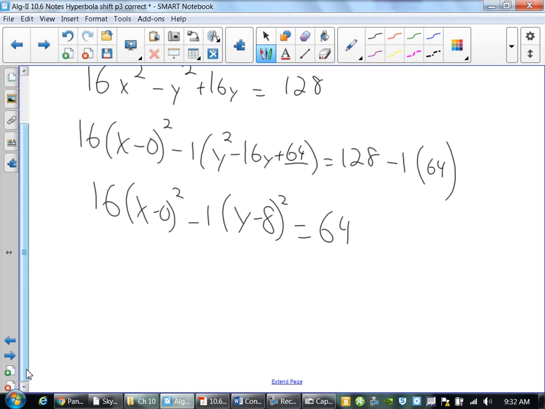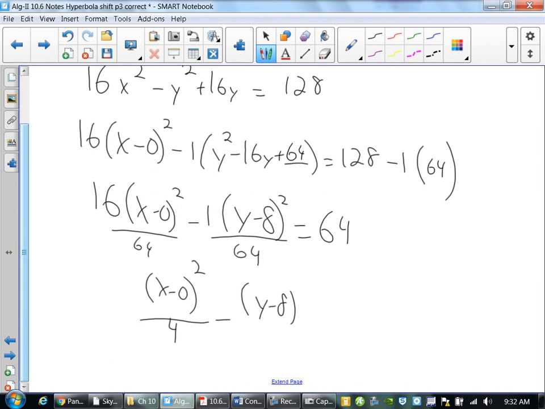After that, divide out by the 64. You're going to get x minus 0 quantity squared over 4 minus y minus 8 quantity squared over 64 is 1.